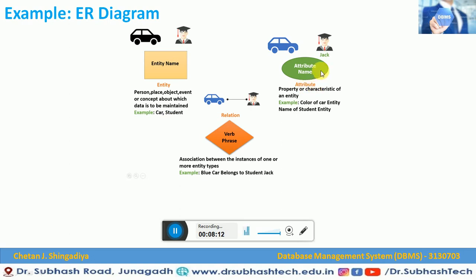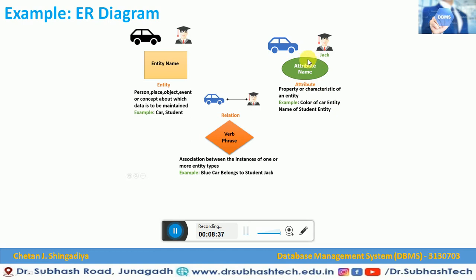Then what could be the attribute? What could be the attribute names that we can provide while creating an ER diagram? For example, a property or characteristic of an entity, such as the color of a car entity or the name of the student entity. These things we can put as attributes while creating an ER diagram.